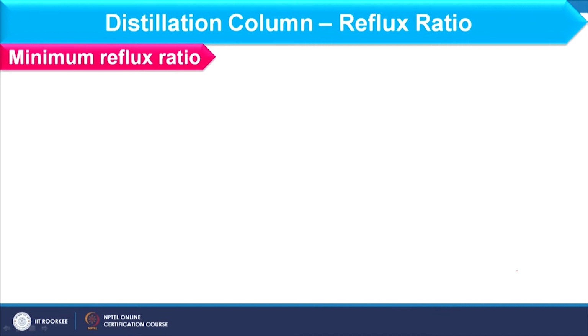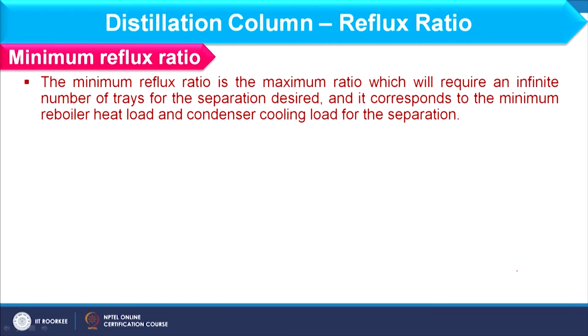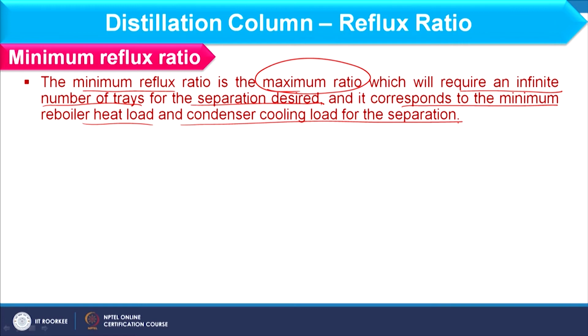And now we have minimum reflux ratio. If I am having total reflux, we can consider the minimum number of stages. Minimum reflux gives the maximum number of stages, right. So, basically the minimum reflux ratio we consider as the ratio at which we require an infinite number of trays for the given separation, and it corresponds to the minimum reboiler heat load and condenser cooling load for the separation.